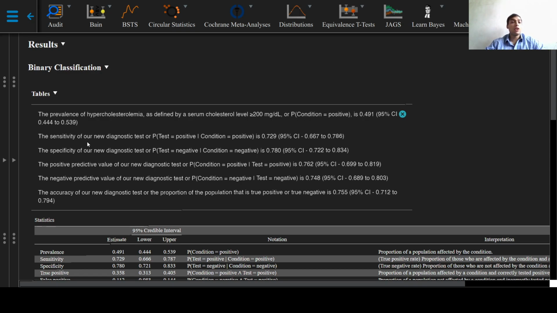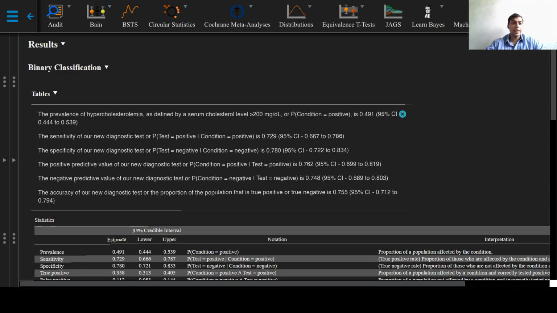The sensitivity of our new diagnostic test, or the probability that the test is positive given that the condition is truly positive, is 0.729. The specificity, or the probability that the test comes back negative given that the condition is truly negative, is 0.780. The positive predictive value, or the probability that the condition is positive given that the test result comes back positive, is 0.762.